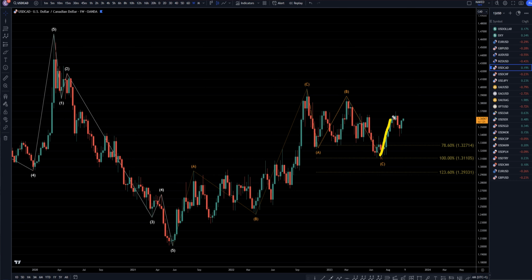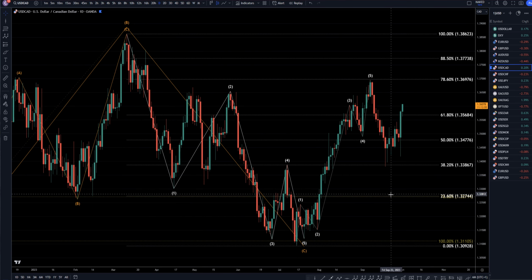Now, I think there's also a chance that this could be making another lower high, and that this ABC back here may hold, and that it could just keep on trending down. So we have a couple possibilities on this, and I think it really depends on what the dollar index does over the next week or so. So let's head down to the daily time frame.